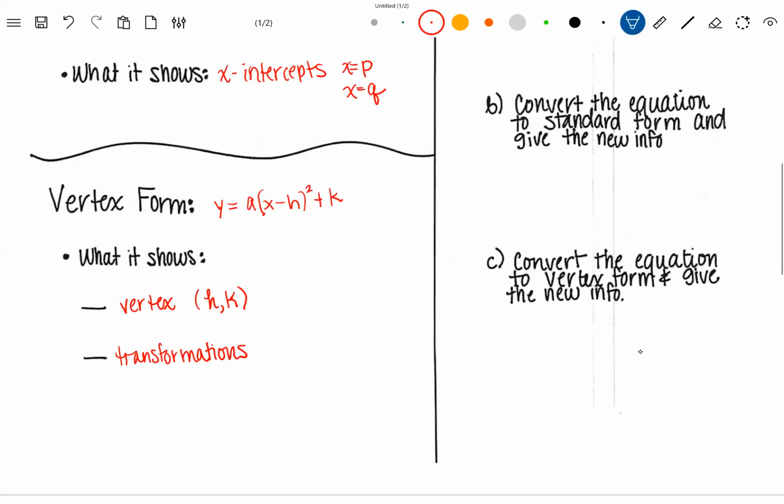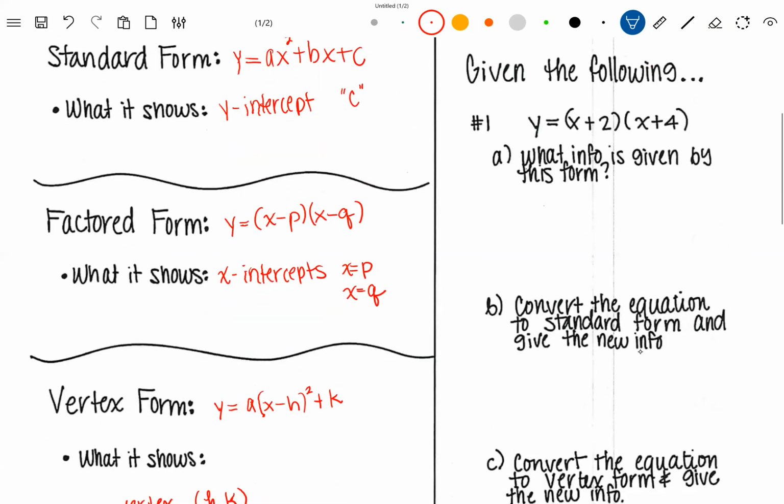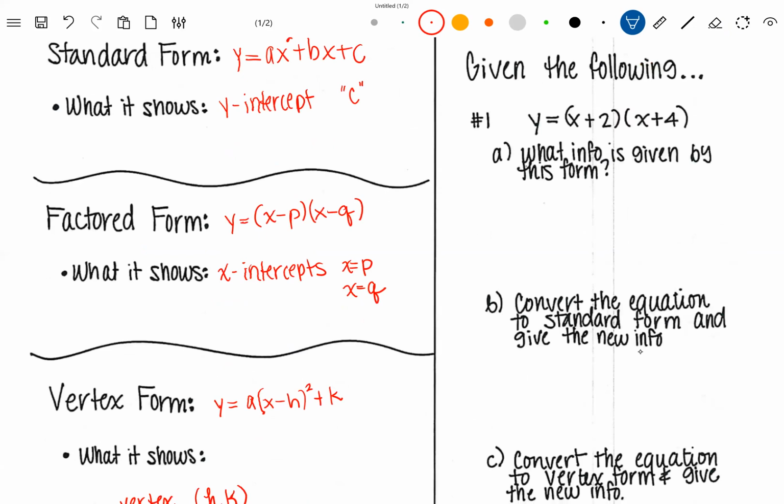But let's look at this up here. It says converting from standard form to vertex form involves completing the square. Well, when I have 3 blanks, chances are it's supposed to be like this. Completing the square. Okay, so if you look at this one, it says given the following, we have this first form, y equals (x plus 2) times (x plus 4). This is called factored form. The first question, what information is given by this form? The x-intercepts.